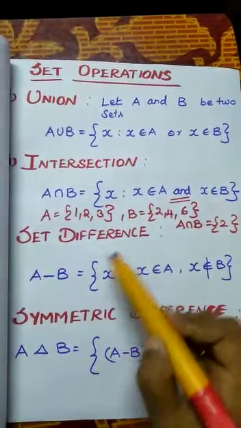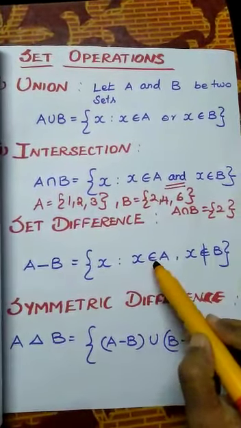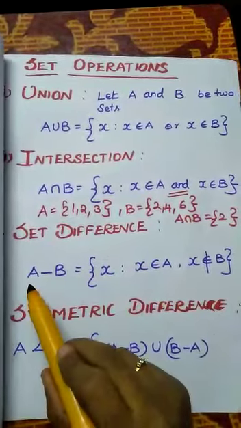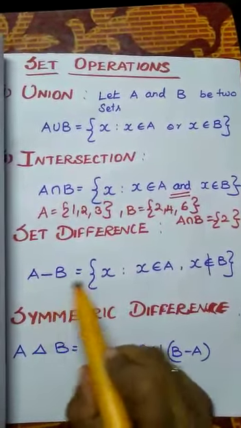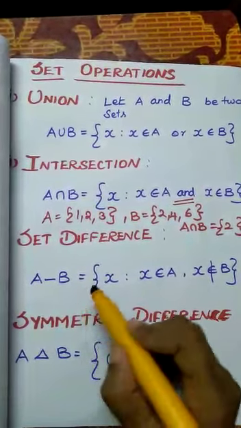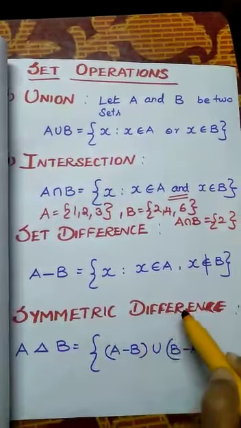Next one is set difference. A minus B is equal to x such that x belongs to A, x does not belong to B. That is, we have to take any two sets. A is {1, 2, 3}, B is {2, 3, 4}. A minus B means we have to compare the two sets. We have to cancel the common elements. Then we have to take the balance elements in A. That is the difference.